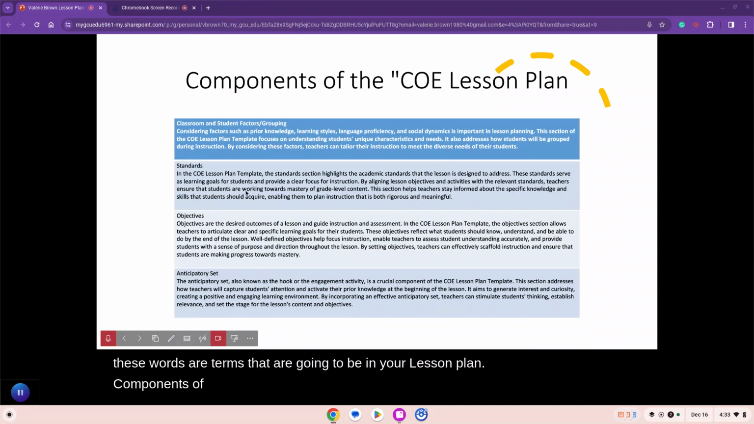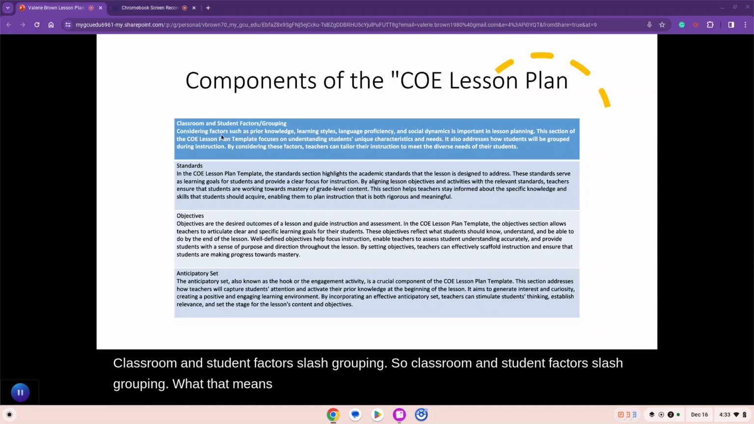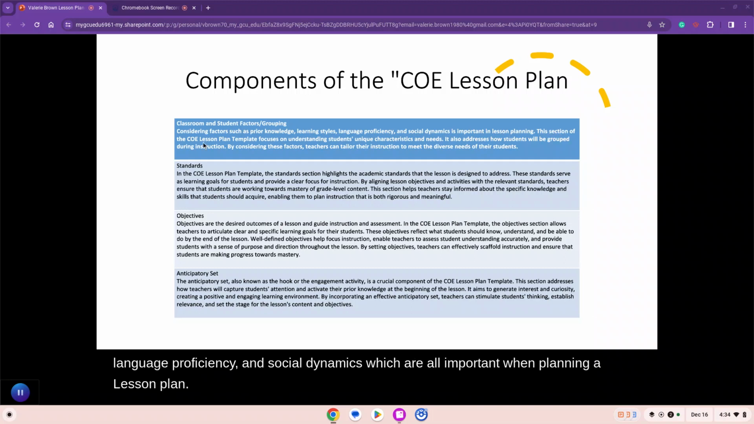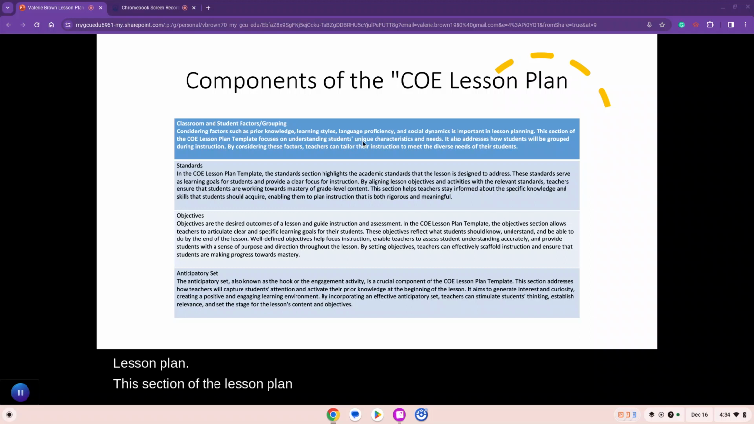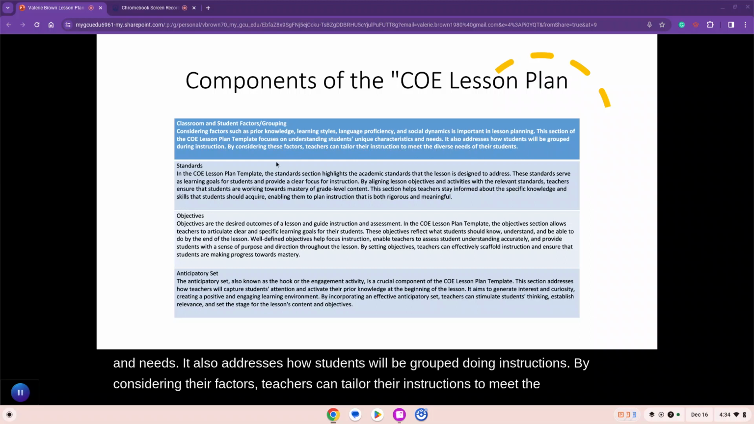Components of the lesson plan. Classroom and student factors, grouping. What that means is factors such as prior knowledge, learning style, language proficiency, and social dynamics, which are all important when planning a lesson plan. This section of the lesson plan focuses on understanding students' unique characteristics and needs. It also addresses how students will be grouped during instruction. By considering these factors, teachers can tailor their instruction to meet the diverse needs of their students.